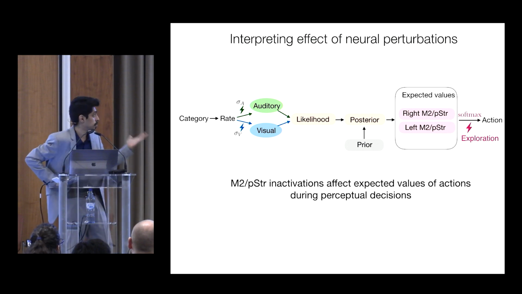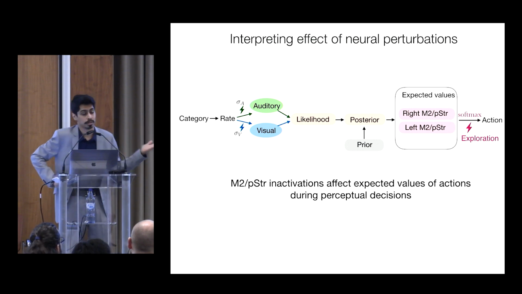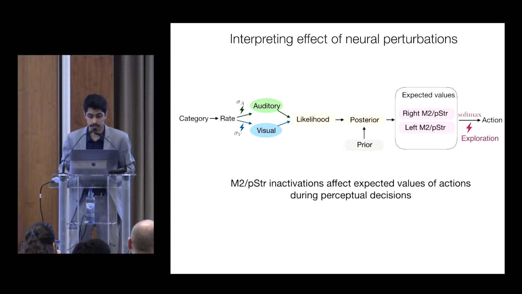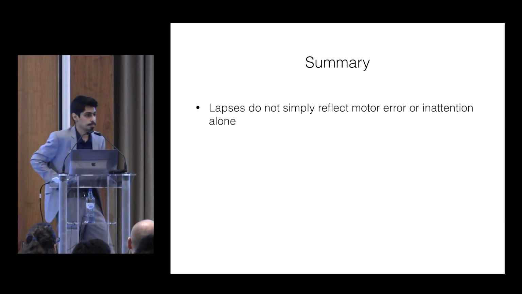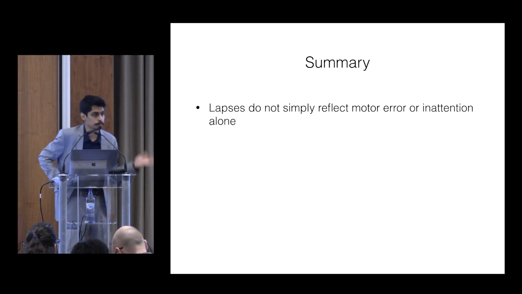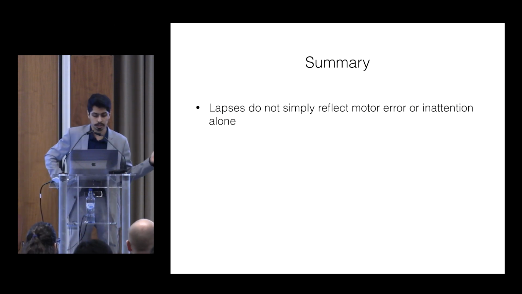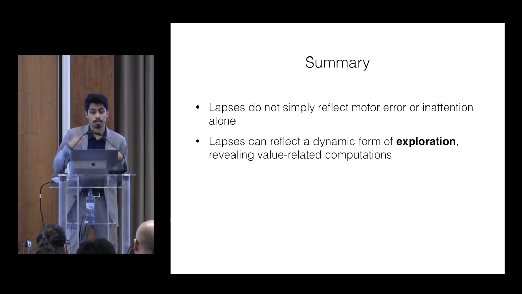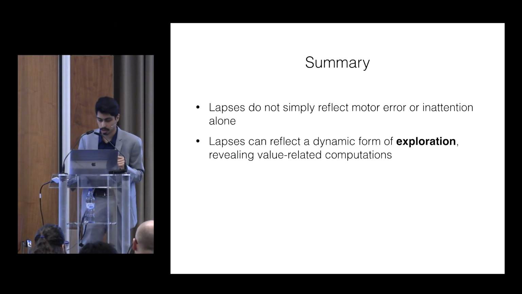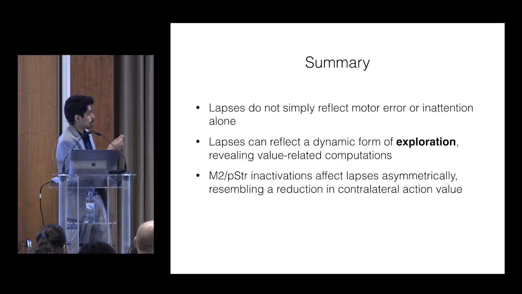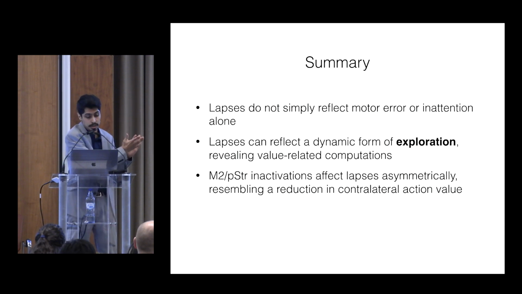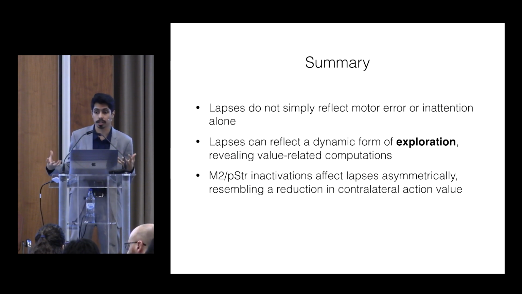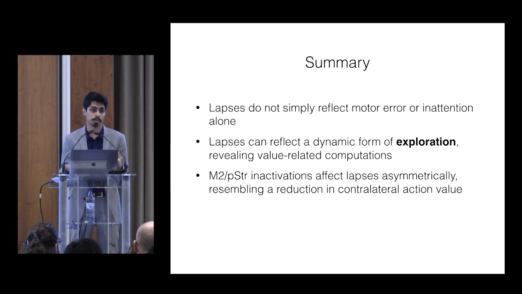And this is actually consistent with the proposed role of these areas in value-based decisions, where they're known to encode action value. So to summarize, I've shown you today that lapses don't simply reflect motor errors or inattention, but they can actually reflect this dynamic kind of exploration and can reveal value-related computations in the behavior. And I've used this to show that the effect on the lapses suggests that M2 and posterior striatum encode action value even on this perceptual task, and this is a nice reconciliation of the perceptual and value-based roles of these areas.